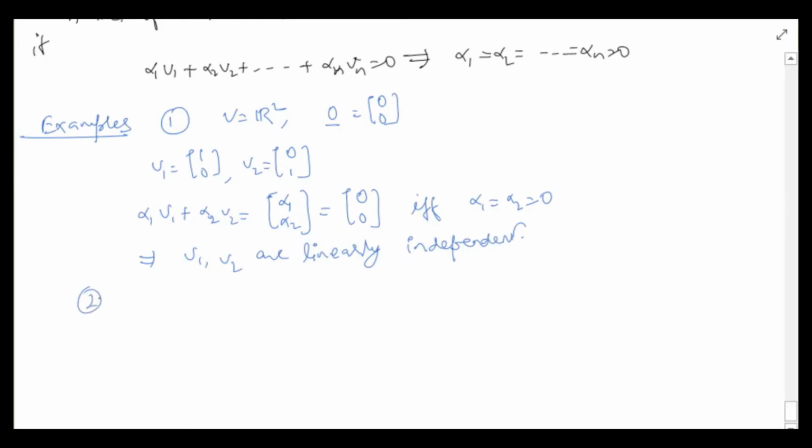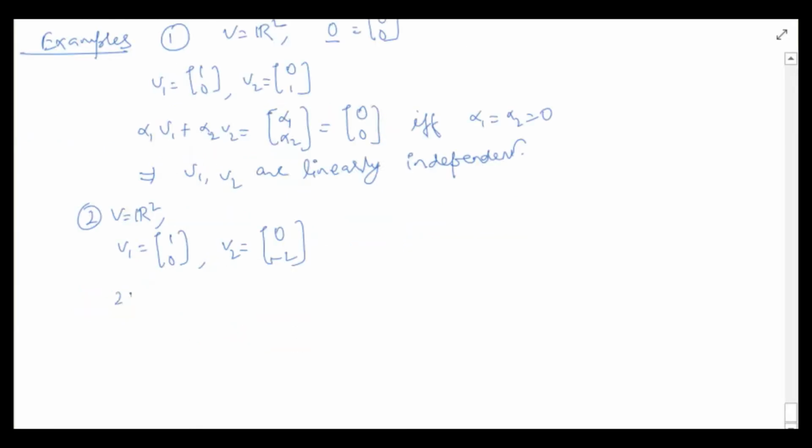Let's consider another example. Again my V is R2, and now I am taking v1 to be 1, 0 and v2 to be 0, minus 2. It can be easily checked that 2 times v1 plus v2 is equal to the 0 vector, that is 0, 0. Right? So there exist non-zero reals 2 and 1 such that 2v1 plus v2 is 0. This means that v1 and v2 are not linearly independent. In fact, they are linearly dependent.